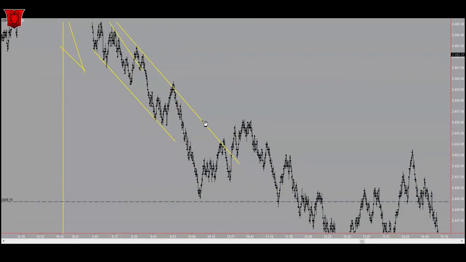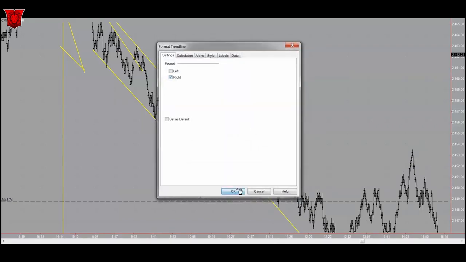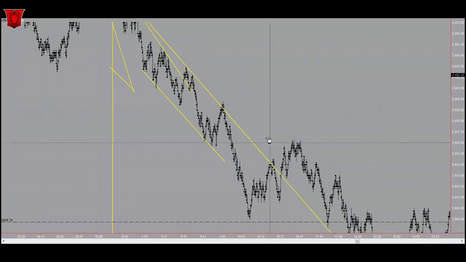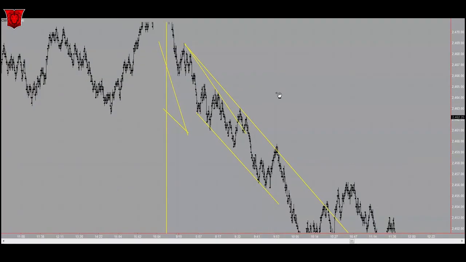So, and I'm going to show you guys something else here as well. Let me extend this to the right, and look at how the market literally continues to respect it down here. So if we're going to take a trade, or if we're going to look for opportunities, we obviously want to make sure that we look for areas, or the highest probability areas.